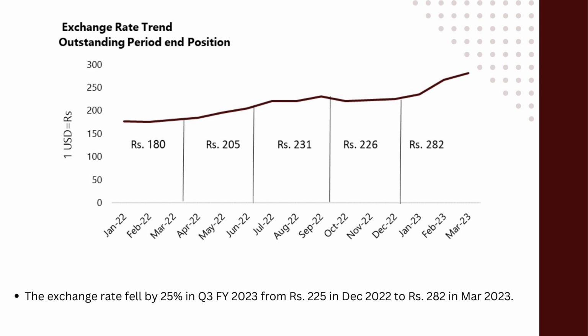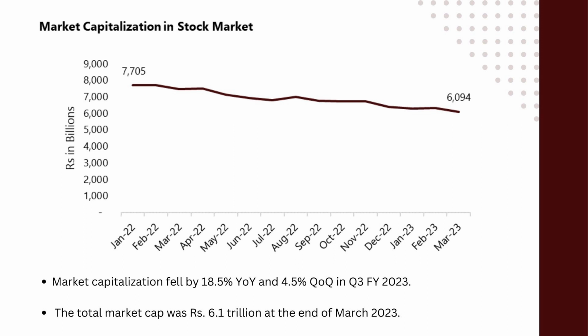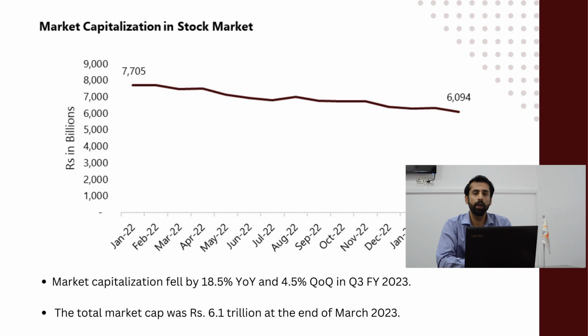The next indicator is market capitalization in the stock market, which actually shows the business environment in the country. Market capitalization fell by around 19% on a year on year basis in March 2023, and around 4.5% on a quarterly basis in fiscal year 2023. And the total market capitalization at the end of March 2023 was around 6.1 trillion rupees.